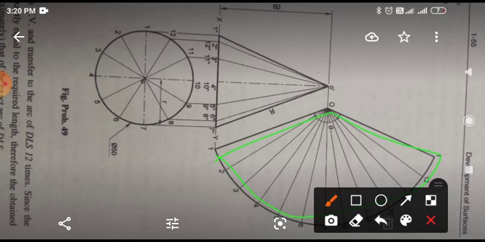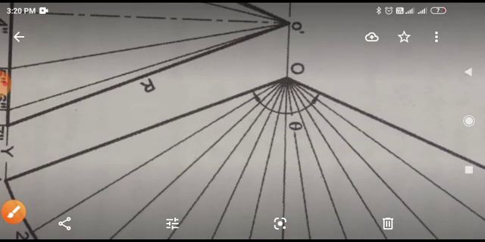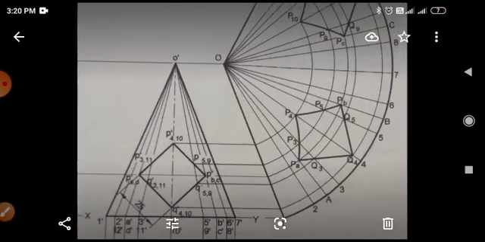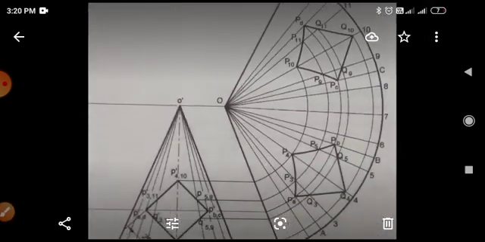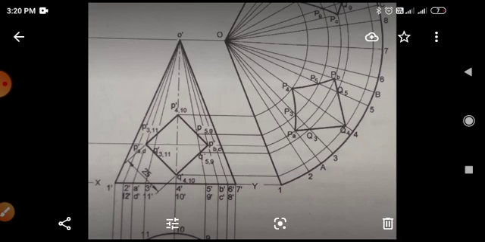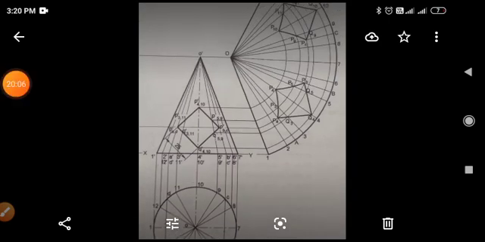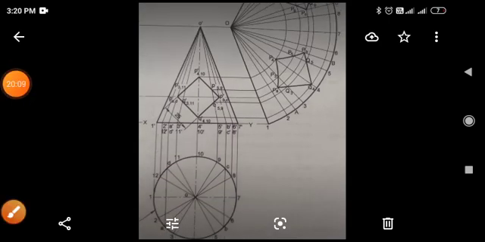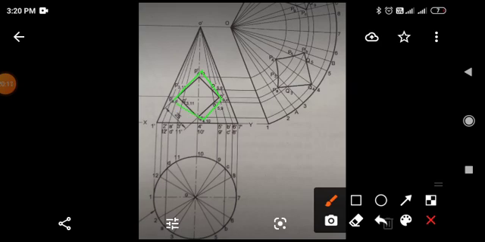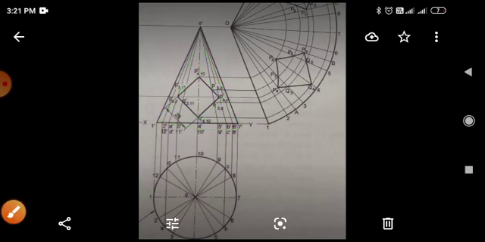Now let's see how to get the development after piercing a hole in this cone, like shown in the figure. As shown in the figure you can see here, a hole of square cross section is pierced in this cone, and we have to develop this surface. Okay, after piercing this hole, you have to develop the surface. Okay, let's start with this.